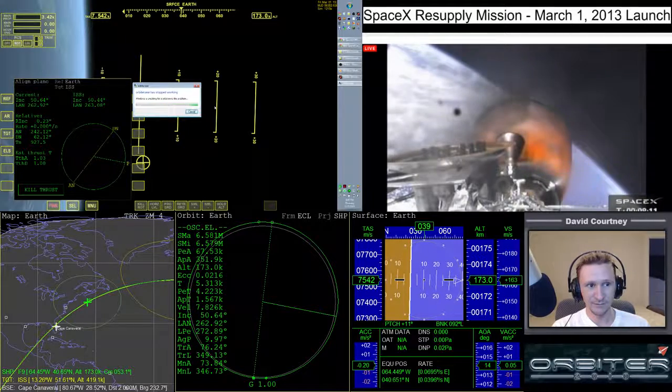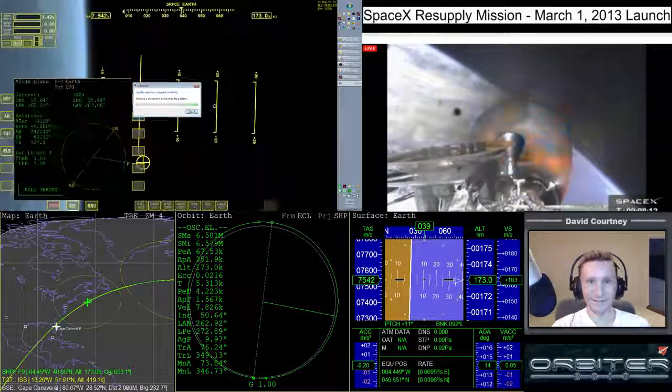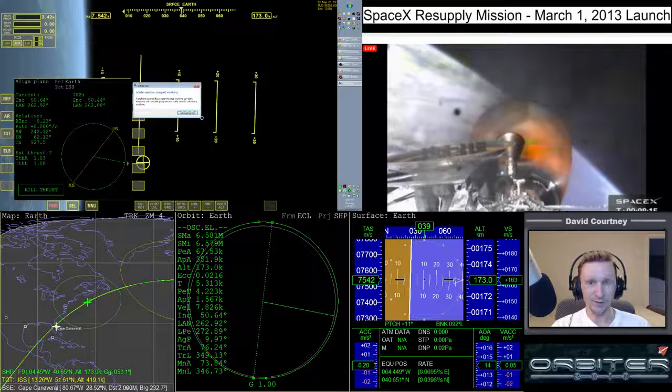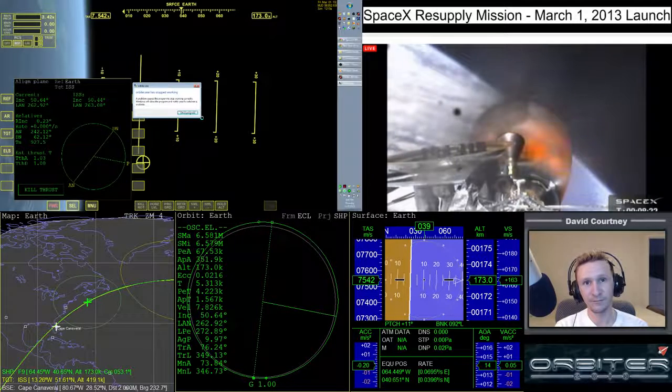And orbiter crashed. Well, that sucks. But they're coming up on MECO here in just a moment anyway.